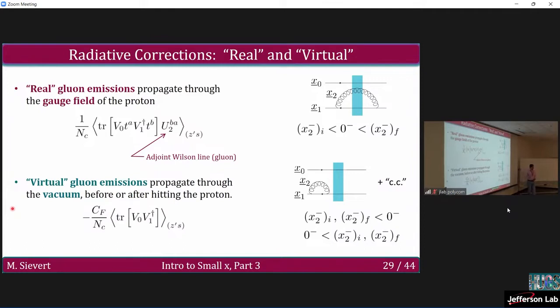Yes, ma'am. Is it accurate to say that radiative corrections are photons for your electron, but gluons for your quark? Yes, I think the big thing one worries about on the electron side are two-photon exchange contributions.